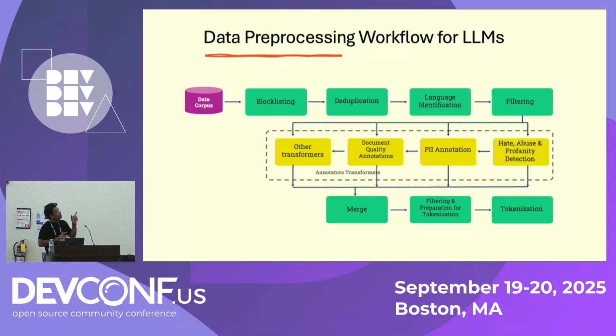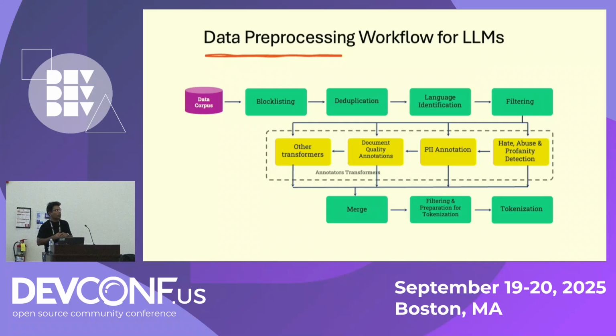So, for example, this one starts with block listing. Block listing blocks all the bad sites, because there's a lot of porn and adult content on the internet. So the first thing we do is remove all such sites or domains, or all those URLs which have those words in their URL, and then we deduplicate.